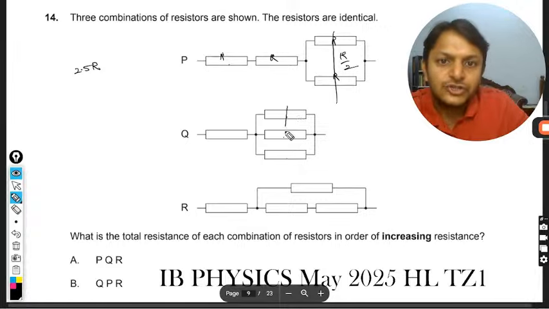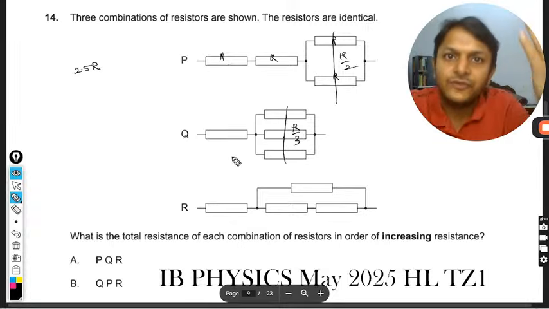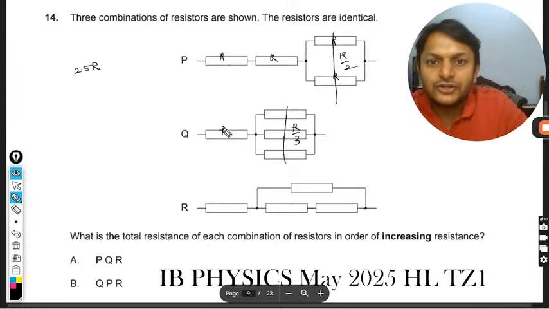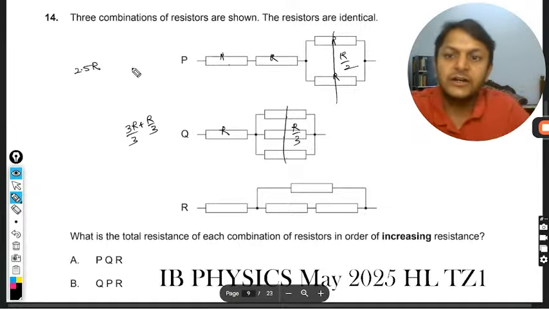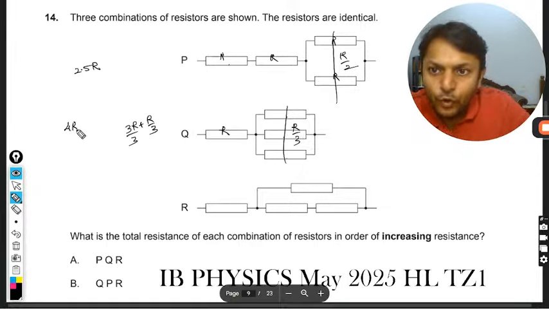1 2 3. So the overall resistance here will be R by 3, and this resistance will be R. So the total resistance here will be R plus R by 3. Take the LCM, 3R divided by 3. We have taken the LCM there. 3R plus R becomes 4R by 3.